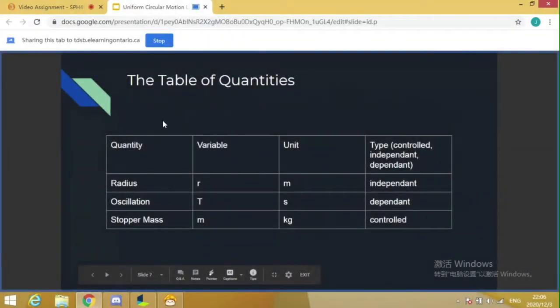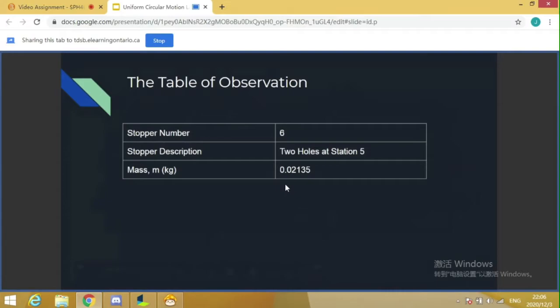So the table of quantities. The radius, variable r, units meters, is independent. Oscillation period, variable capital T, seconds, is dependent. The stopper mass, m for mass, in kilograms, is controlled. In the table of observations, the stopper number was labeled 6. The description was that there are 2 holes and it was at station 5. The mass in kilograms given was 0.02135 kilograms or 21.35 grams.